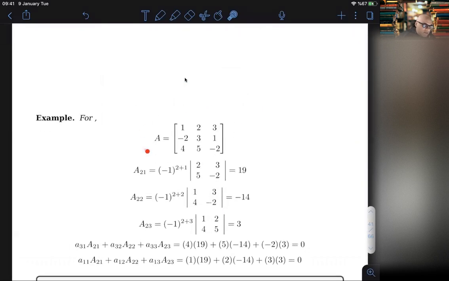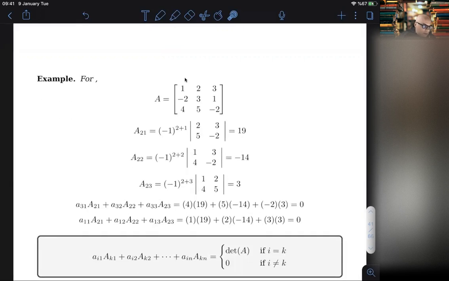Let's look at this matrix A. Let's compute the cofactors, these 2,1 cofactor, 2,2 cofactor, and 2,3 cofactor. Well, they are just these numbers, these signs, multiplied by, for example, for A21, I erase this part and this part, so I get 2, 3, 5, minus 2, just like here, and I get 19. And same for the other ones.